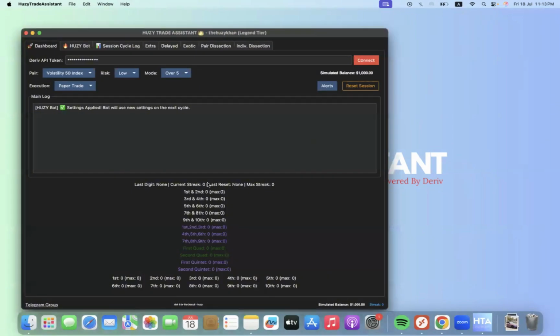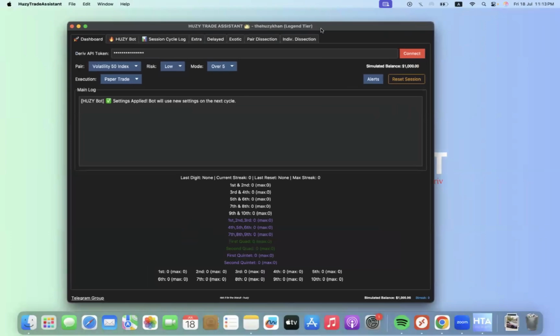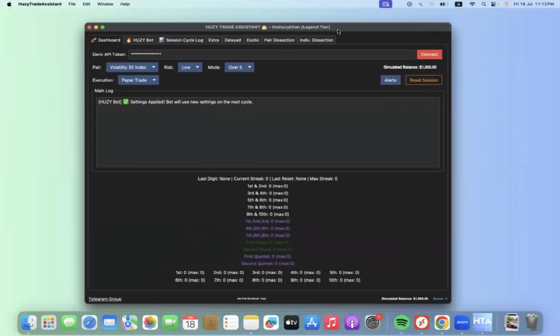the things and settings which you can tweak, because no doubt the Huzy Trade Assistant is going to be the car, but you are going to be the driver. Okay. Not only is it going to have the complete ability to automate everything, doing its part as a bot, but it is also going to give you the creative freedom to tweak your risks according to your own risk tolerance and appetite.